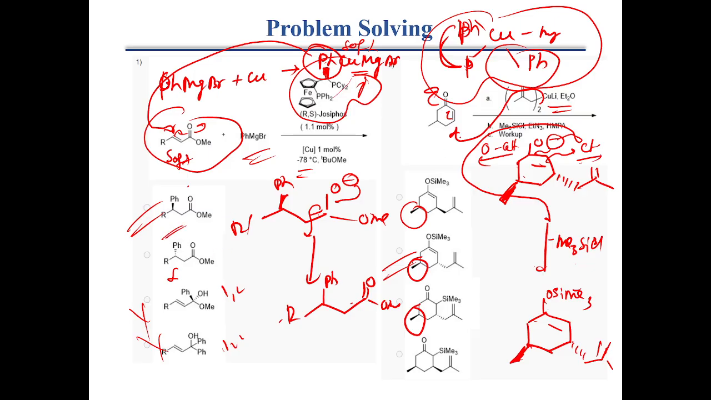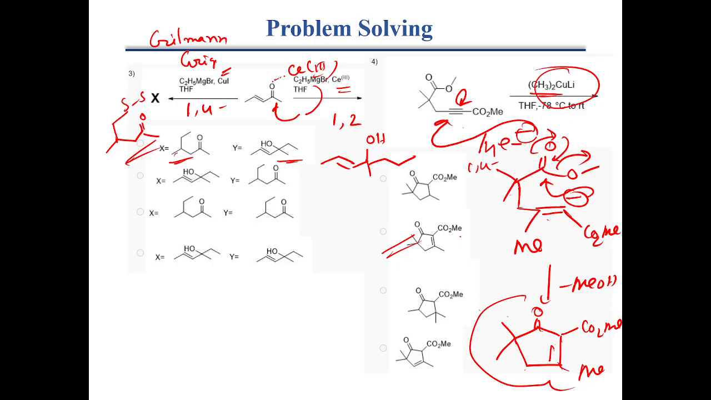In these cases also, 1,4 addition happens. In all the compounds, this methyl is beta. So to reduce the steric hindrance, the attack should happen from the alpha. So this is the alpha attack, 1,4 attack, and after that, trimethylsilyl chloride they have used. Now there are two possibilities: oxygen attack and carbon attack. The oxygen-silicon bond is very strong, so oxygen attack happens, giving the product rather than a carbon-silicon bond.